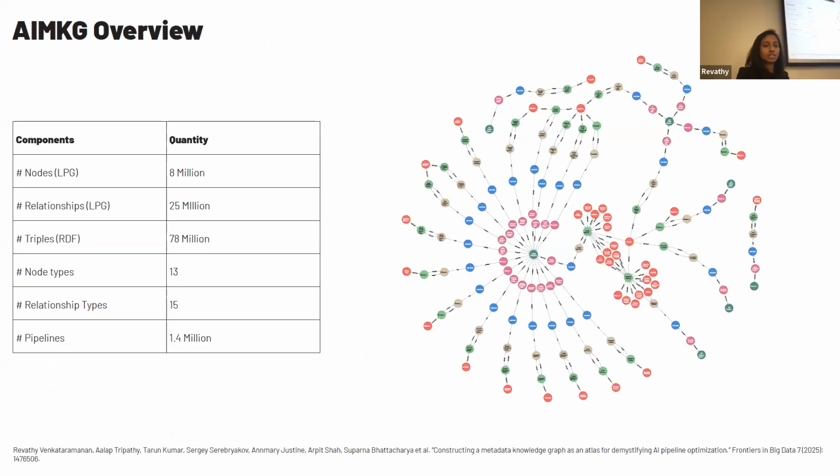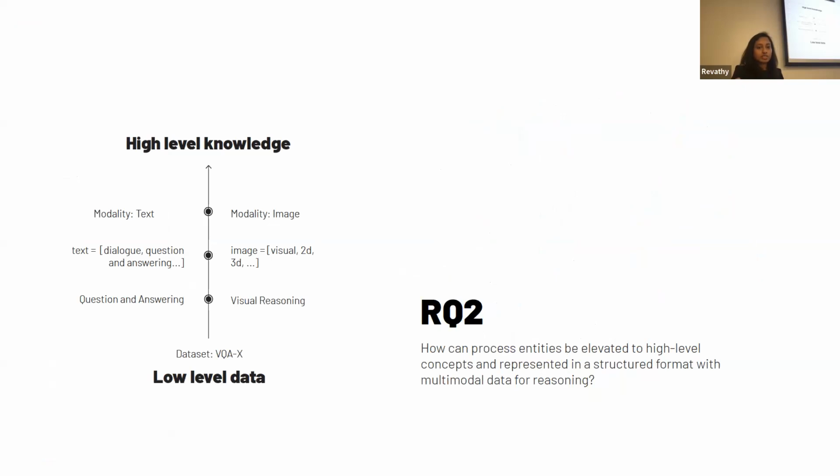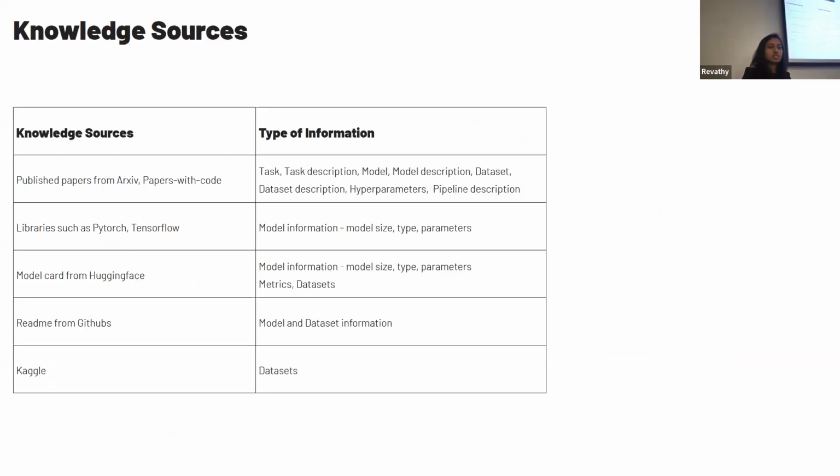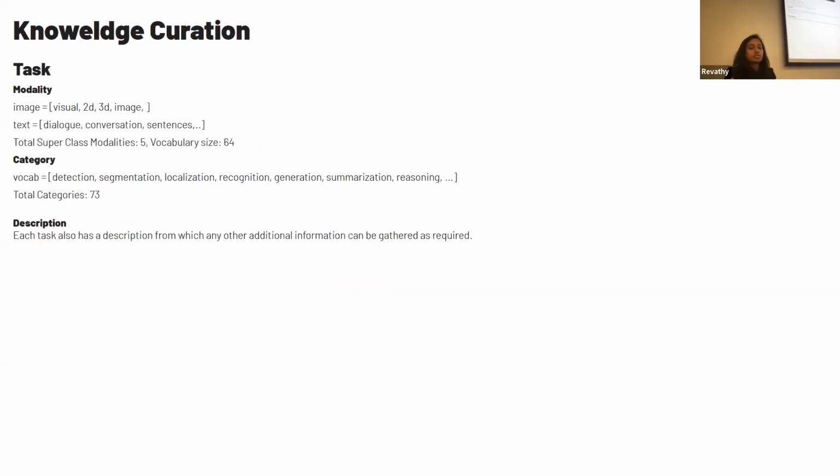We have 1.4 million AI pipelines with 78 million triples when represented in resource description format. So how are we going to elevate the low-level data to high-level knowledge? As we mentioned before, recipe is a rich domain with a lot of domain knowledge, but in case of AI pipelines, we have to extract this domain knowledge from the text descriptions that we can find. So we did the following.